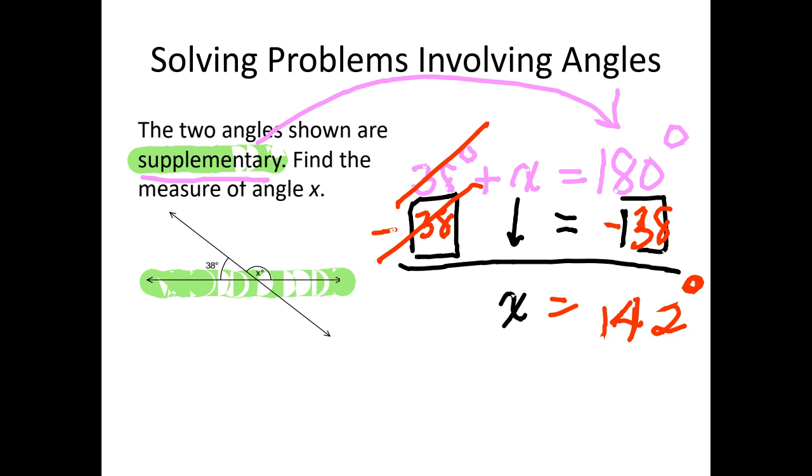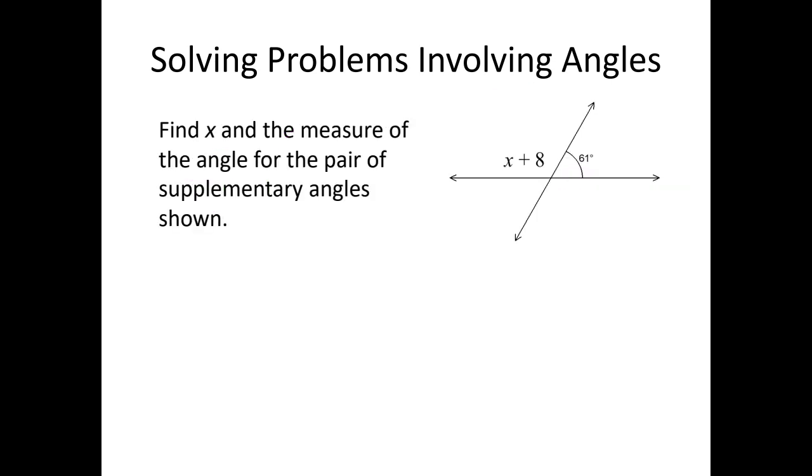Now we're going to get a little better. Okay. Here again, find x. And that means I've got two answers for this one. The measure of the angle for the pair of supplementary angles. Supplementary means adds to 180. Well, here's my picture. That's my straight angle. I have x plus 8 plus 61 equals 180.